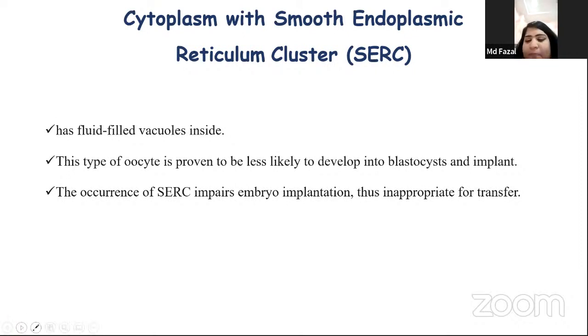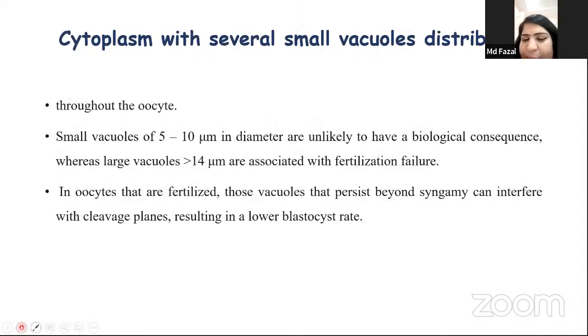Next. Cytoplasm with several small vacuoles, if it is less than 10 micrometers, then it is fine. If it is more than 14 micrometer vacuoles, then there is a problem with the oocytes. Next.